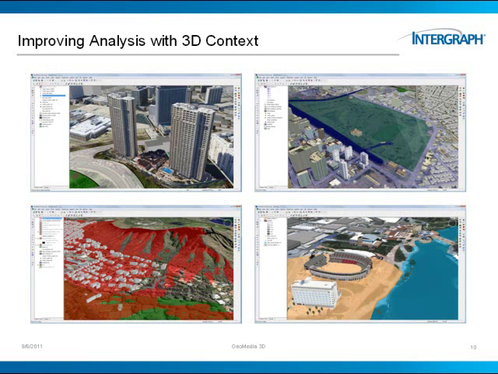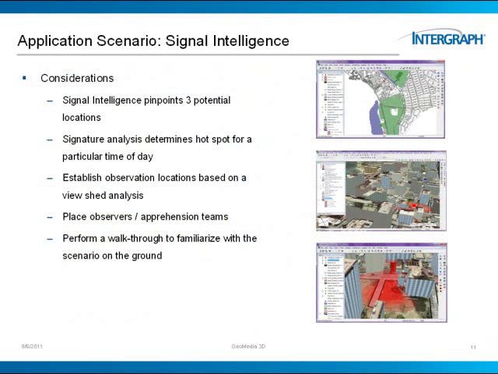So the first one is a signal intelligence scenario. The background to this scenario is that we have a person of interest who has been transmitting messages that have caused security concerns. It's been called to the attention of authorities, such that they're looking to make a positive identification and a possible apprehension.